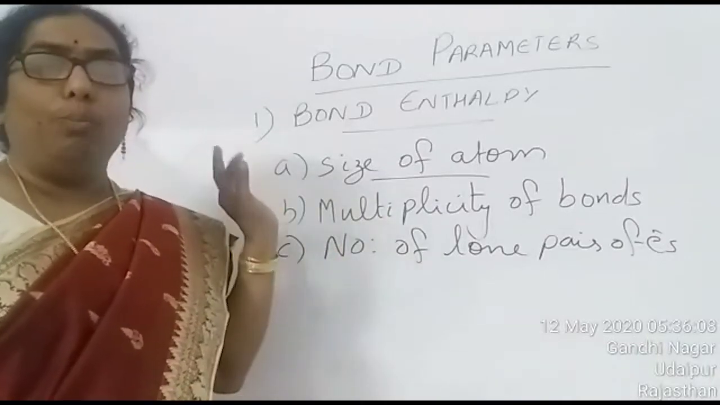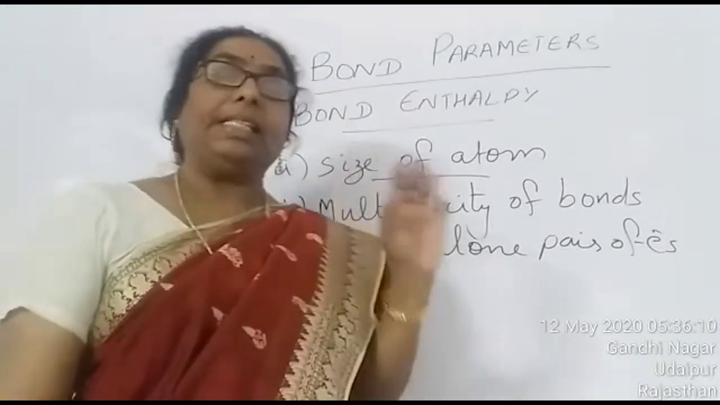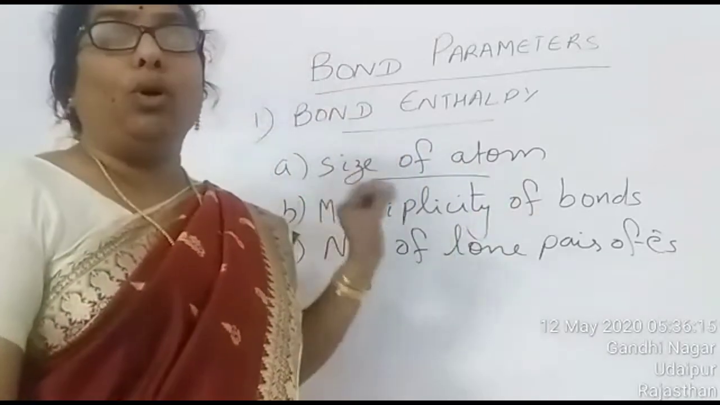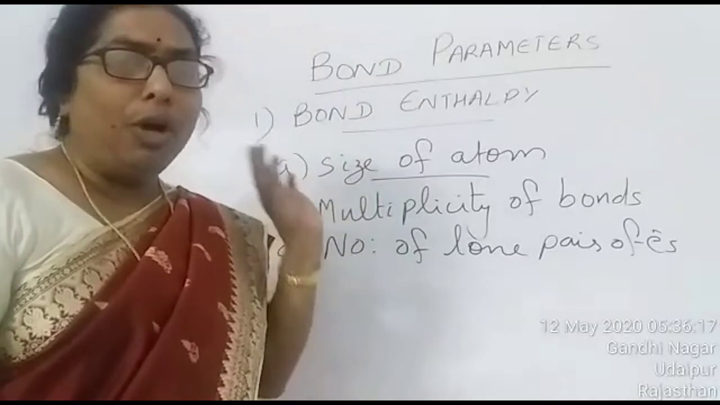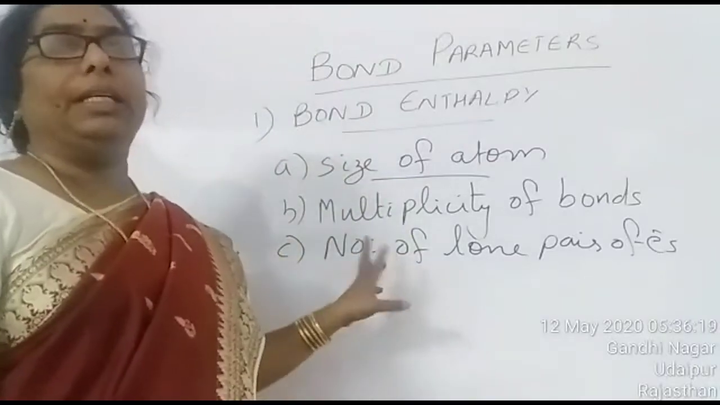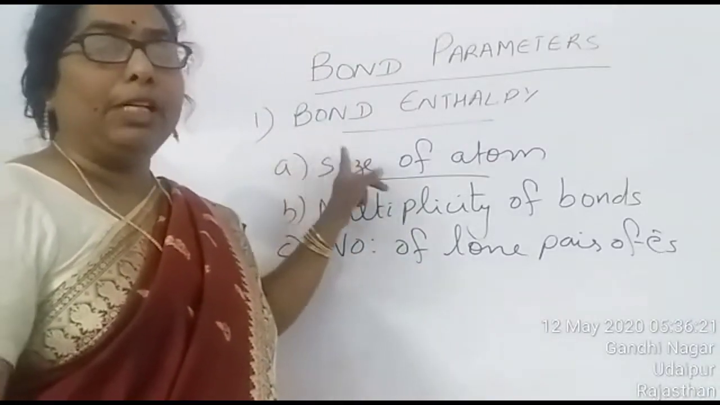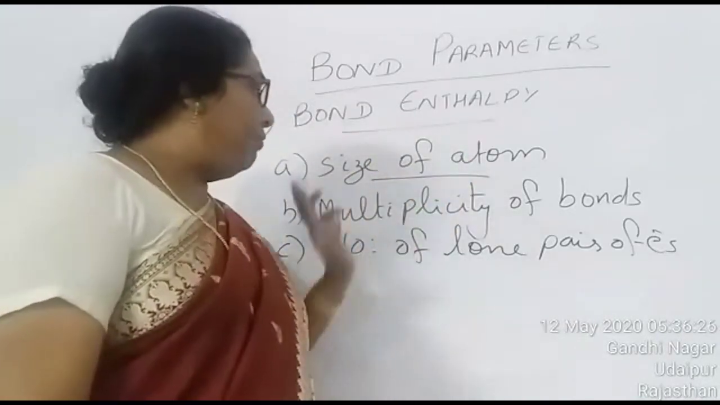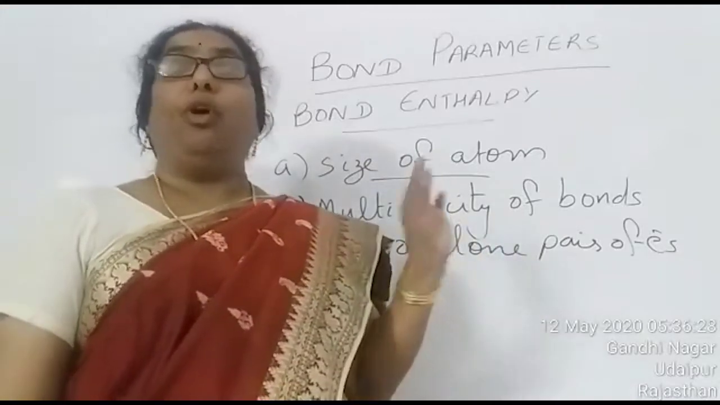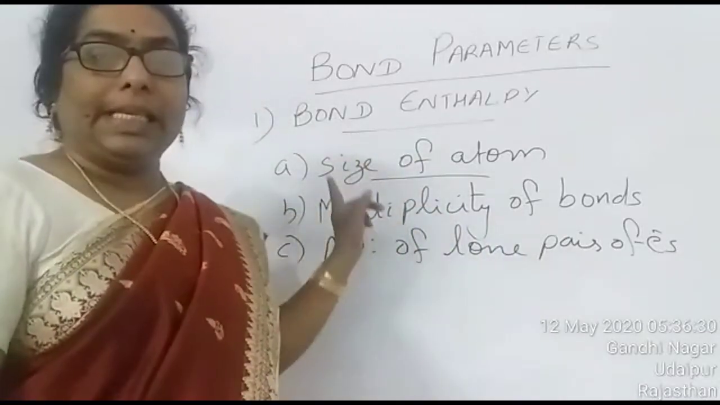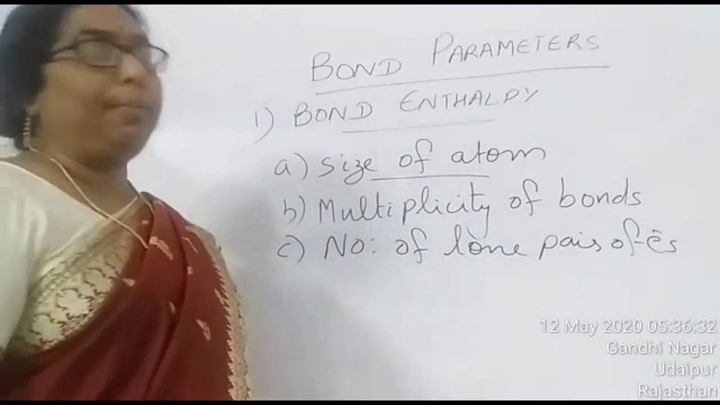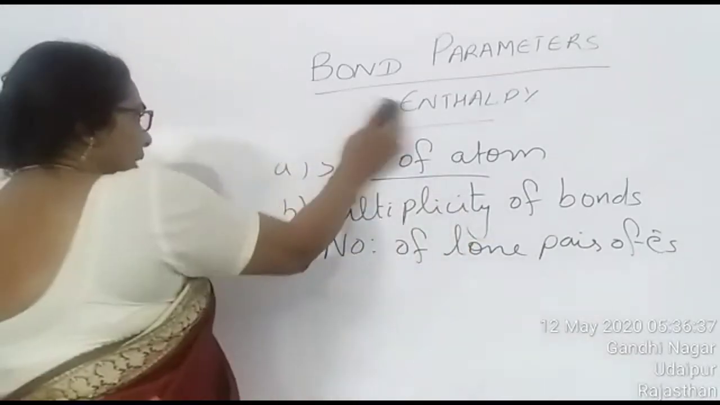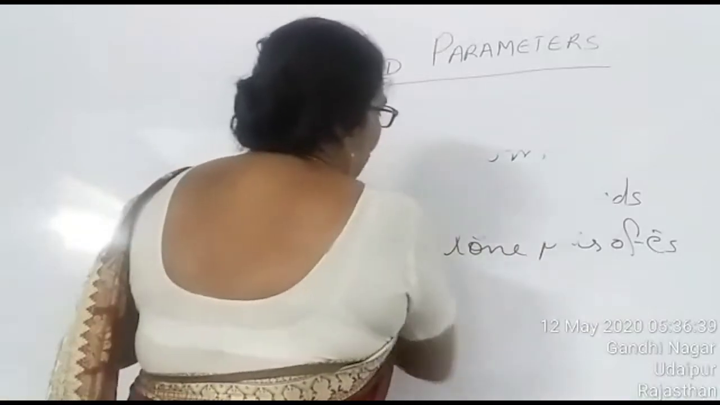Is it clear? So bond enthalpy, we have seen, is the energy required to break one mole of a particular type of bond so as to separate the atoms in the gaseous state. And it depends on three factors: size of atom, multiplicity of bonds, as well as number of lone pairs of electrons. Is it clear, children? That was the first bond parameter, bond enthalpy. Now let us consider the second bond parameter, that is bond length.